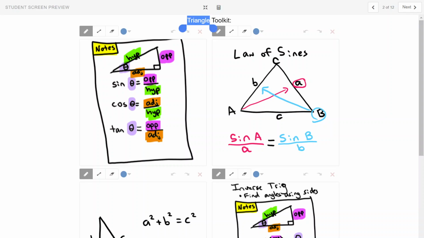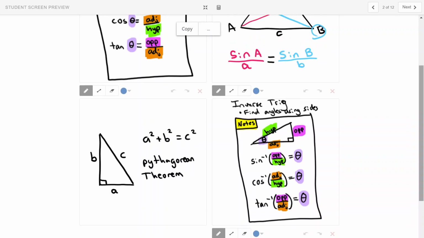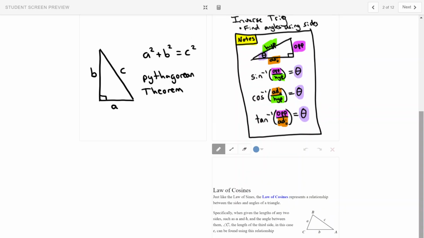If you know two sides and you're trying to find another one, you might do the Pythagorean theorem, a squared plus b squared equals c squared. If you know two of those sides, you can fill them in and get the other one. If you're trying to find an angle using side lengths, you would use inverse trig, inverse sine, cosine, and tangent. And then also, if it's not a right triangle, you might try out the law of cosines, which we have down here at the bottom. And again, that's if it's not a right triangle.